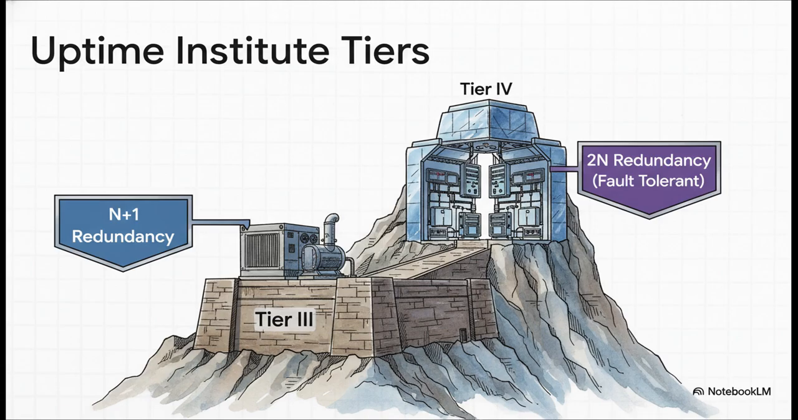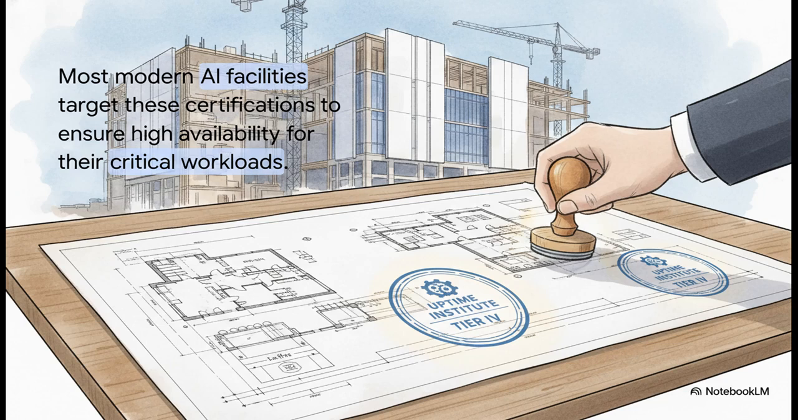A Tier 4 facility, well, that's the top of the mountain. That gives you the fully fault-tolerant 2N architecture, where a huge system failure can happen with zero impact on the operation. And according to the report, this is exactly what the big players are doing. Most modern AI data centers are being designed from the ground up to meet these strict Tier 3 or Tier 4 standards. It's the industry's official playbook for balancing that incredibly tricky cost versus resilience equation.